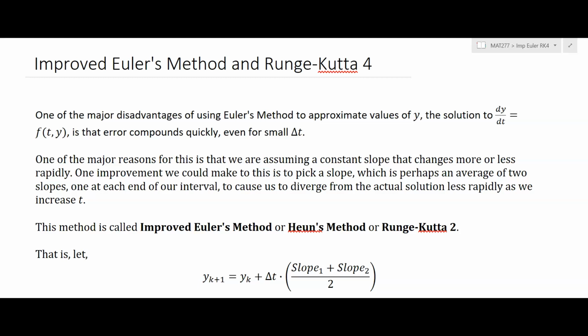Hello and welcome. In this video lesson, we're going to take a look at how we can improve the traditional Euler's method, and we'll look at two iterations of how this can be done. One of the things that we've noticed is that Euler's method is extremely prone to error and compounding of error. The reason for that is because when we use Euler's method, we're assuming rates of change are constant for some non-zero interval of time.